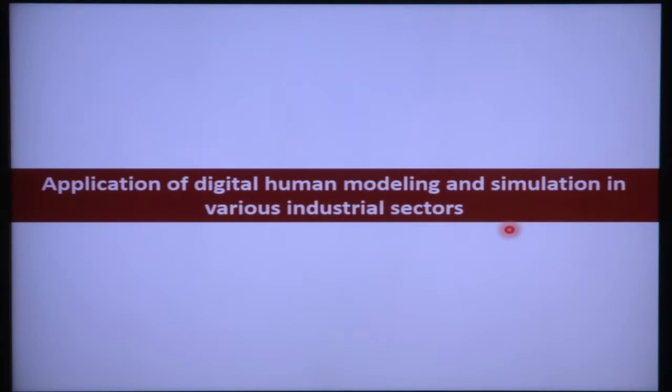Now, in the earlier section we discussed the ingress egress study, and in our earlier modules we discussed different types of ergonomic evaluation which are possible with digital human modeling software. Now, in the subsequent slides we will discuss how digital human modeling software is being used by various researchers in various industrial sectors.